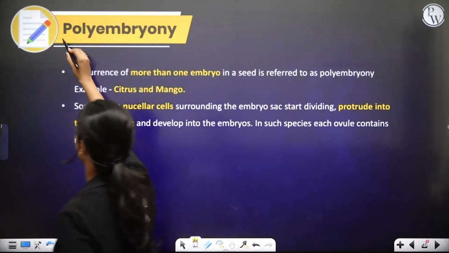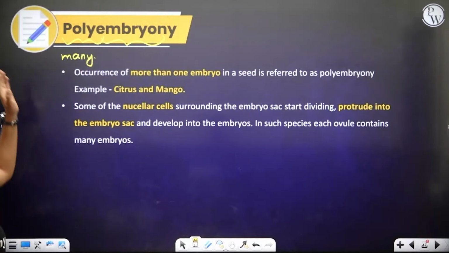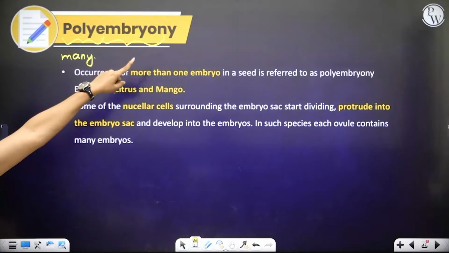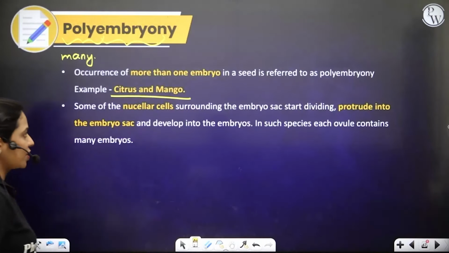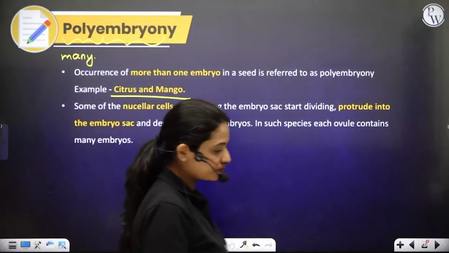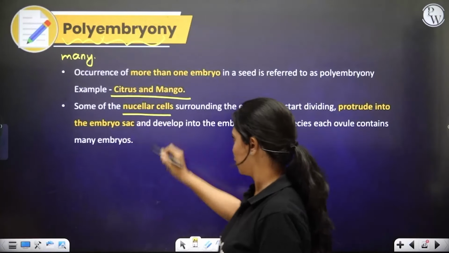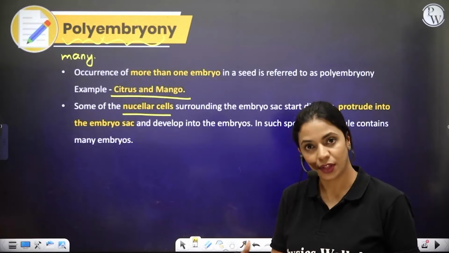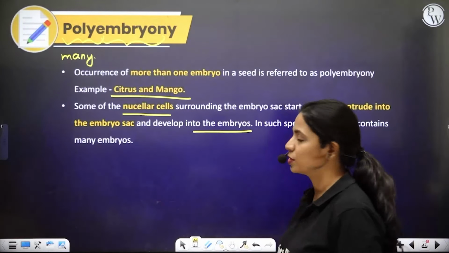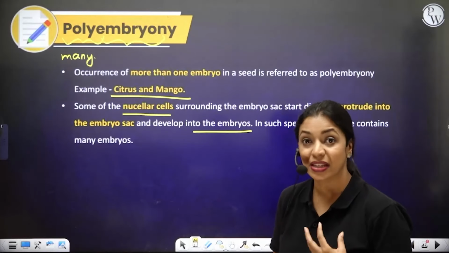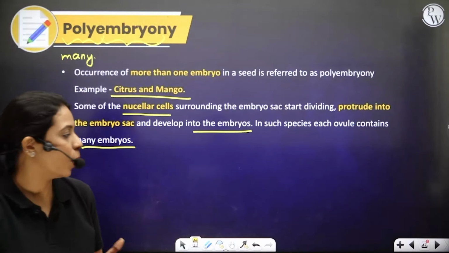Talking about polyembryony, what does poly mean? Poly means many. Embryony obviously relates to embryos. So the seeds in which there is more than one embryo, we say it is polyembryonic. So we can see that in some varieties of citrus and mango, what basically happens here is, surrounding the embryo sac, you have the nucellus. Some of the cells in the nucellus, which will surround the embryo sac, they will start undergoing cell division, and they will protrude inside the embryo sac, and they themselves will develop into embryos. In such cases, we can see that within the ovule there is more than one embryo, and such a condition is said to be polyembryony.